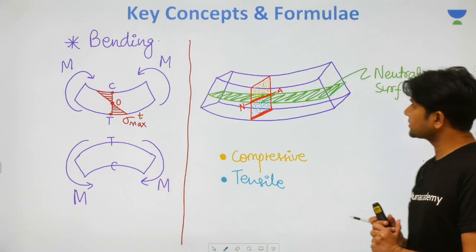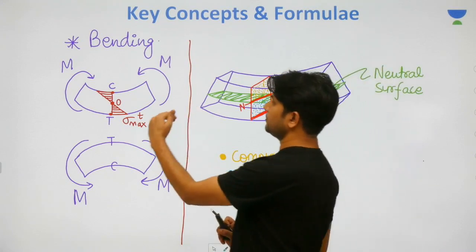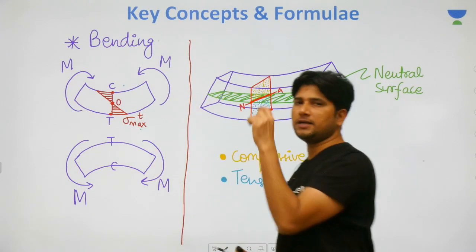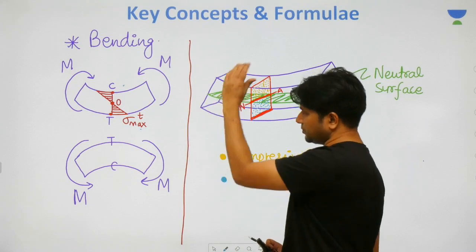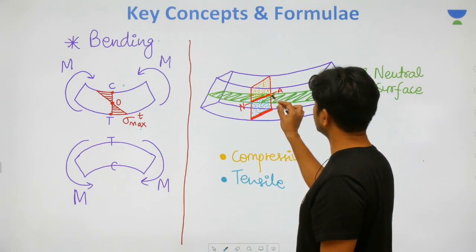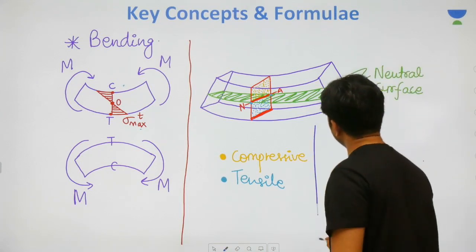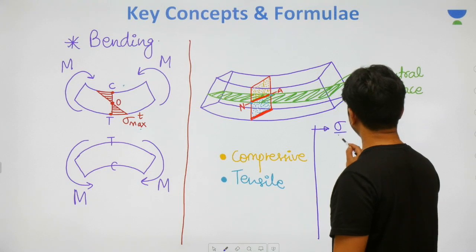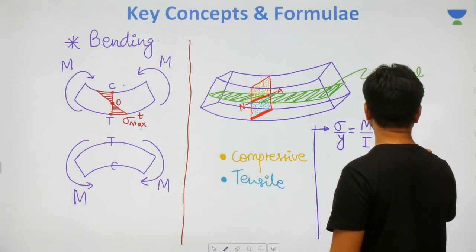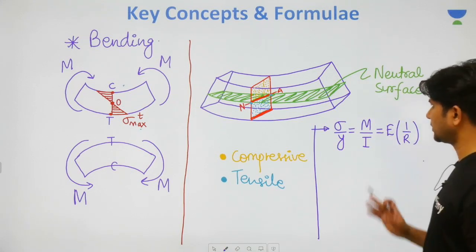I hope now you understand that bending causes varying stress with maximum tensile at one extreme and maximum compressive at another extreme, and zero value not exactly at the mid, but somewhere in the middle, and that line where zero value takes place is known by the name neutral axis. How do we calculate the value? We calculate it by using the bending equation, which is given as sigma by y is equal to M by I is equal to E by R.